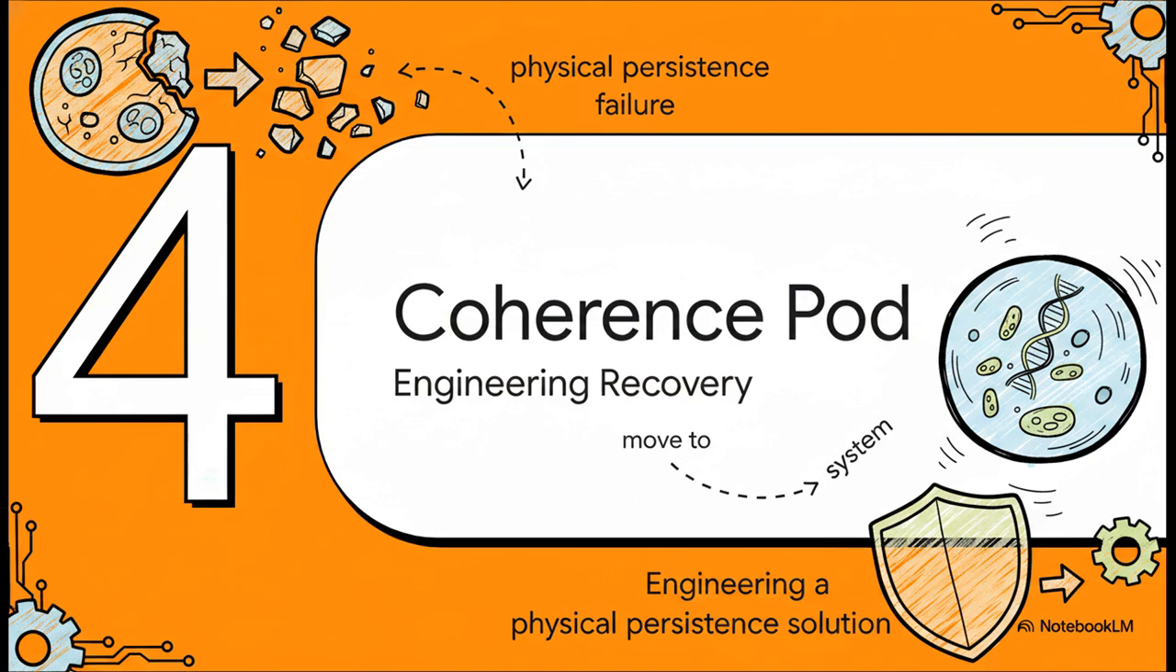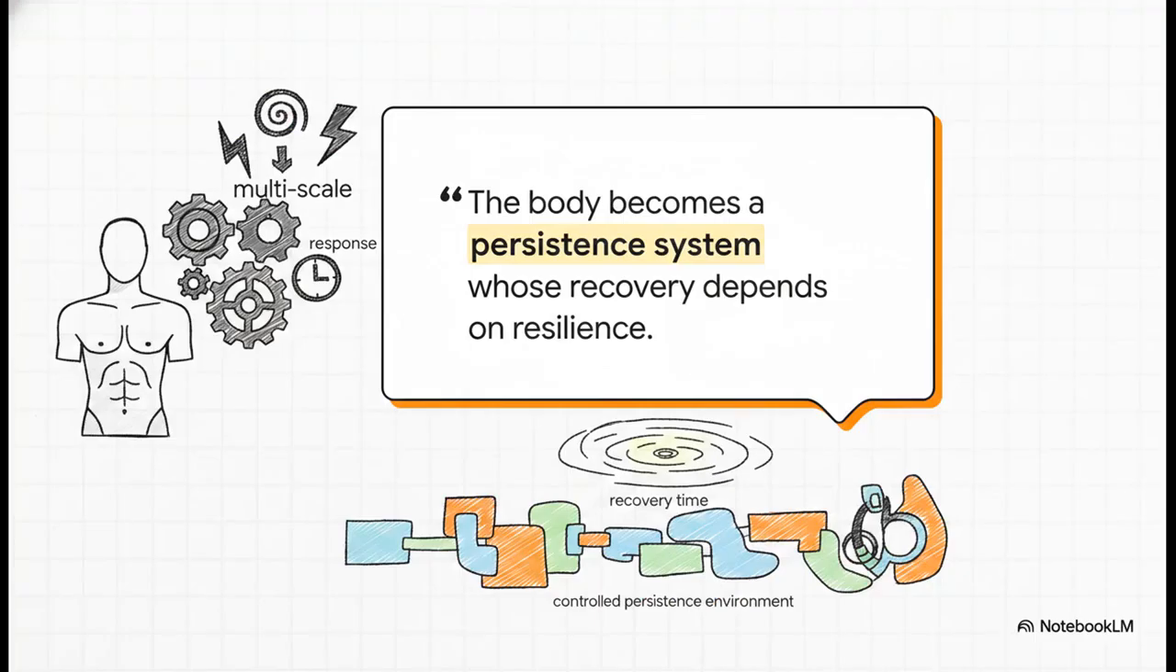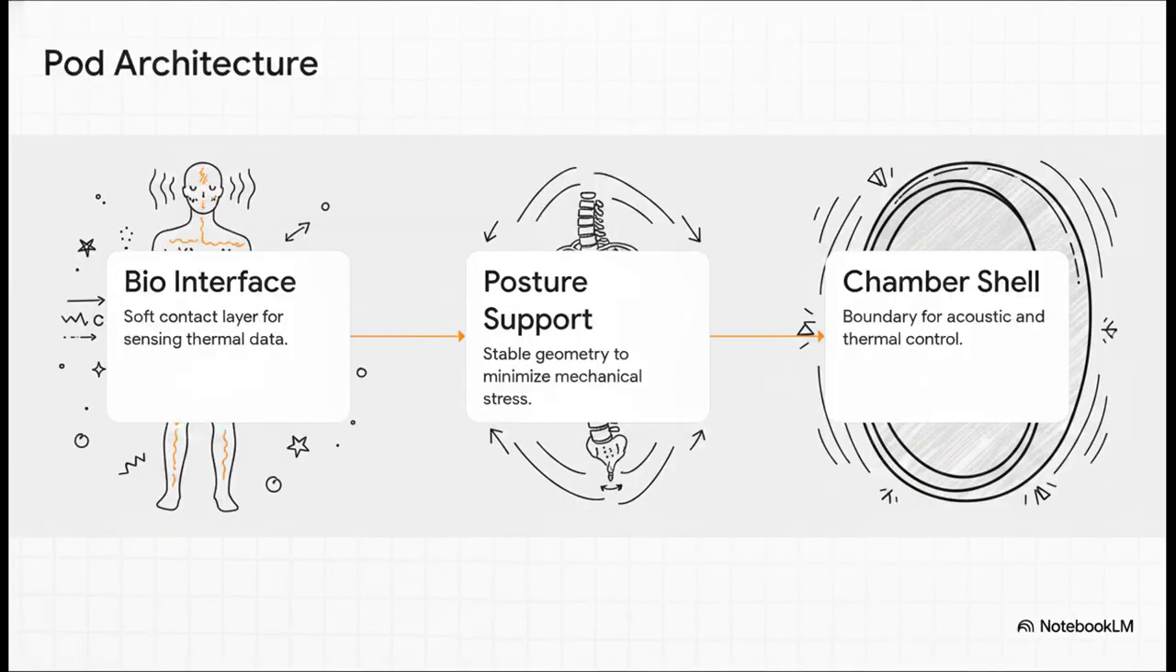Let's move on and see how this builds into part 4, the biological coherence pod. Because if human illness is basically a physical persistence failure, could we actively engineer a physical persistent solution? As researcher Peter Baldwin beautifully put it, the body becomes not merely a biochemical machine, but a multi-scale persistent system whose ability to recover depends on resilience, adaptive response, and recovery time. Reframing biology in this purely mechanical way is a huge deal. It means we can design a controlled persistence environment to manually support the body.